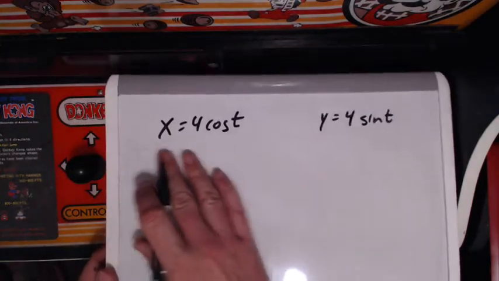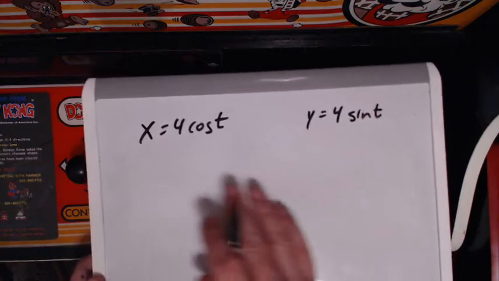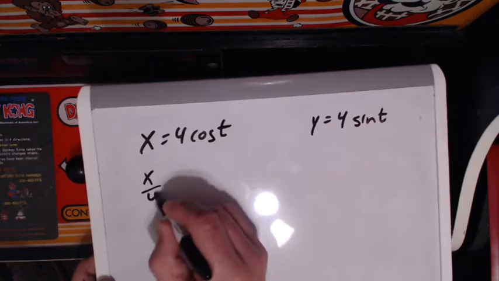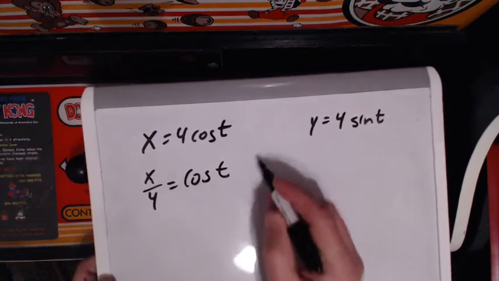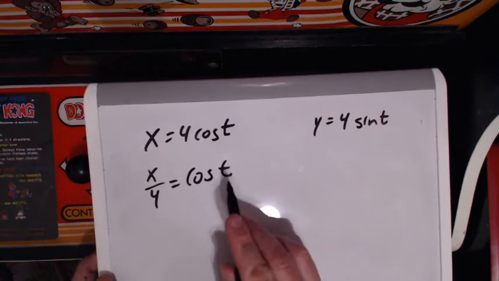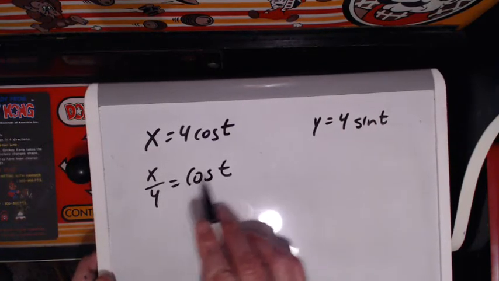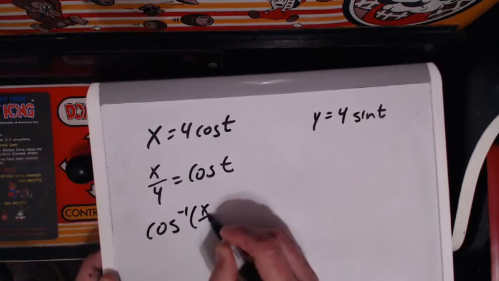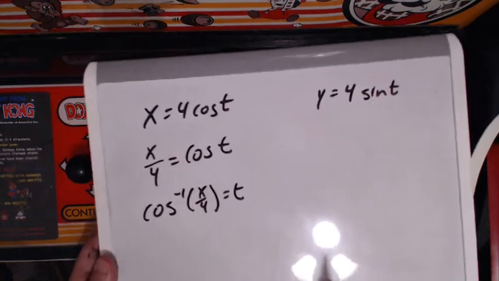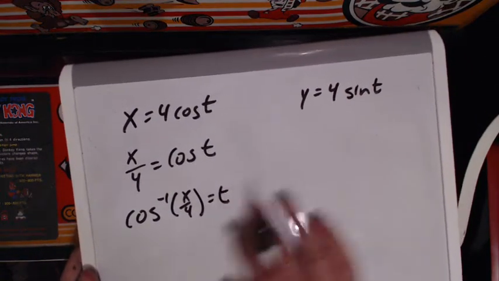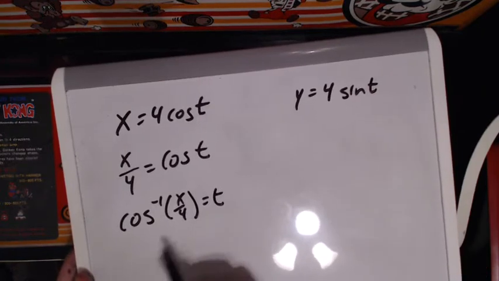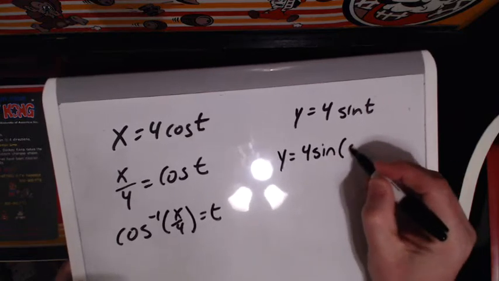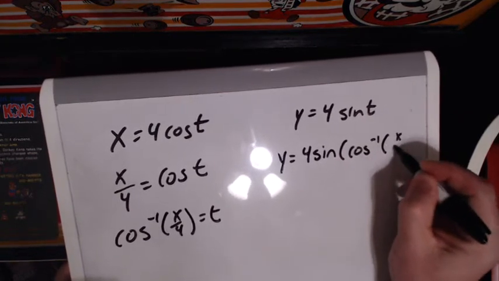So if you look here, we have x equals 4 cosine t, y equals 4 sine t. If I solve for this t, you divide both sides by 4, so you get x over 4 equals cosine t, and t represents an angle here. If you want to solve for that angle, if the cosine of t is this ratio, you'd have to take the inverse cosine of x over 4 to get t. Now come over here. Whenever I see t, I put this in. So you get y equals 4 sine of inverse cosine of x over 4.